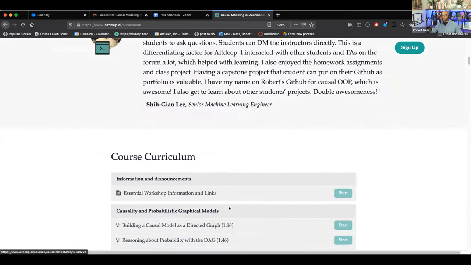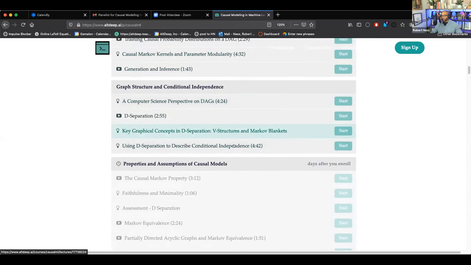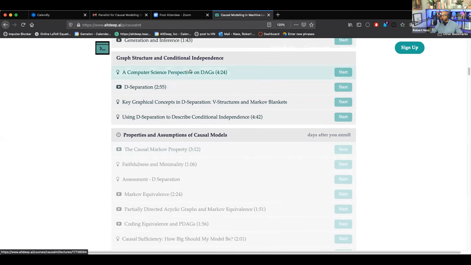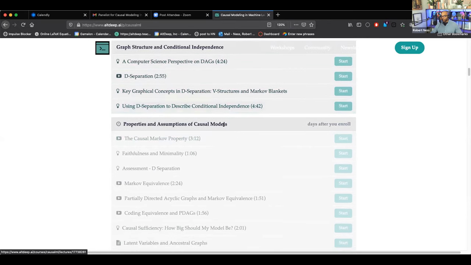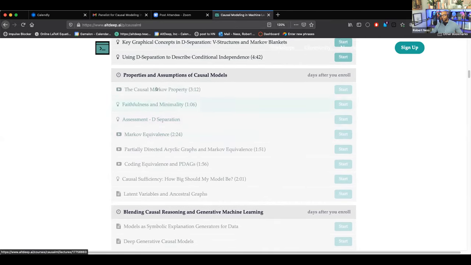So this is the curriculum. We start off using the causal graphical model as a substrate for building causal models. Talk about how we can reason about independence using graph structure, particularly with d-separation. Basically, we start with the basic assumptions you make when you build a causal model.